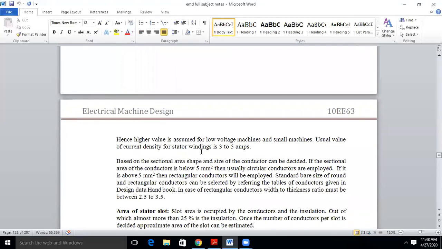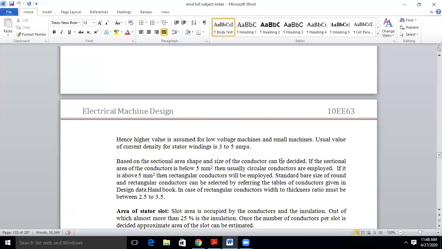Hence, a higher value is assumed for low voltage machines and small machines. The usual value of current density for stator winding is 3 to 5 ampere per mm square, that is, the current density delta. Based on this, the sectional area, shape, and size of the conductor can be decided.